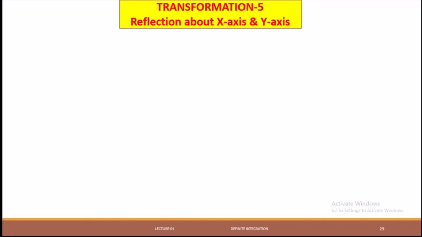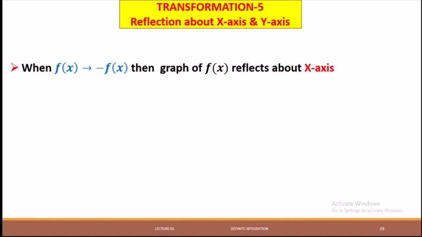When does the graph reflect about x-axis? When does the graph reflect about y-axis? Let us try to understand. Here is the first statement. When f of x transforms to minus f of x, then the graph of f of x reflects about x-axis. Suppose on the original graph you plot using the points x comma f of x. Now you have to plot the graph with x comma minus f of x, because your new function is minus f of x.